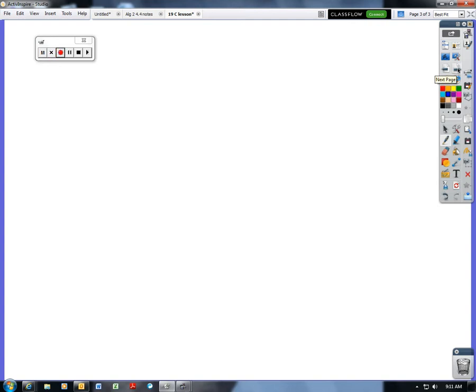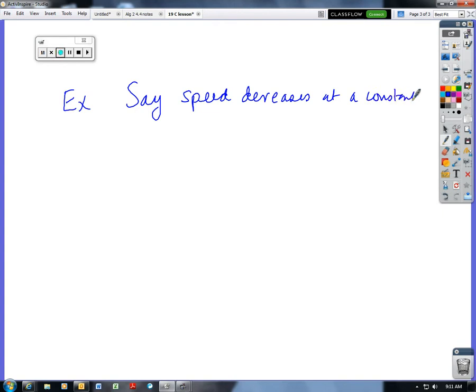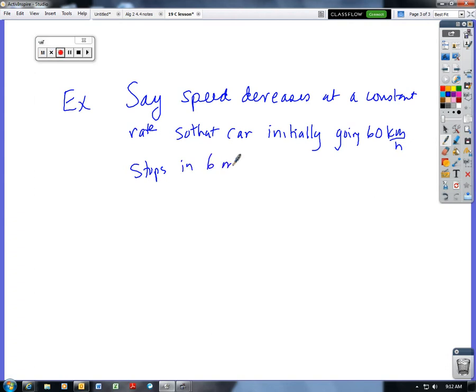Okay. So this is kind of a new example. Let's say the speed decreases at a constant rate, and the car, so I probably should have written this out ahead of time, the car initially going 60 kilometers per hour stops in 6 minutes, excuse me, which is 1/10 of an hour. Find the distance traveled.